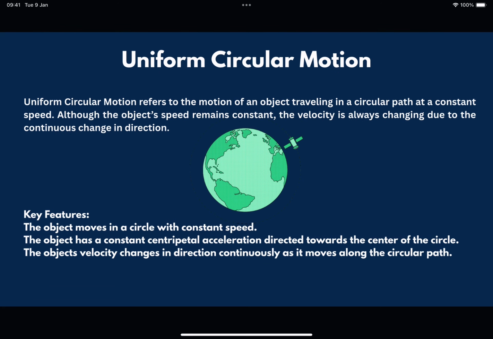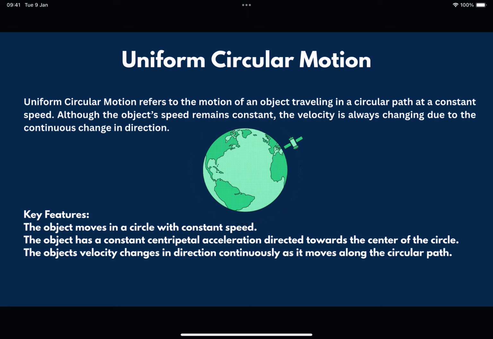So now let's discuss uniform circular motion, and then we move forward with practice questions. If we move in a straight line with a constant velocity, there should be no acceleration, right? Yeah, exactly, you're right. Zero acceleration, uniform rectilinear motion. Now let's move on to uniform circular motion.